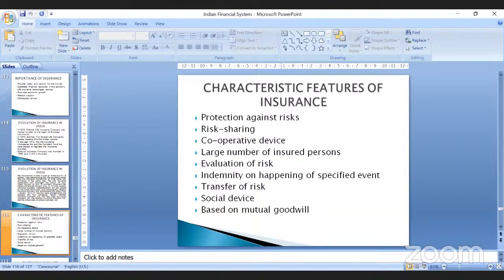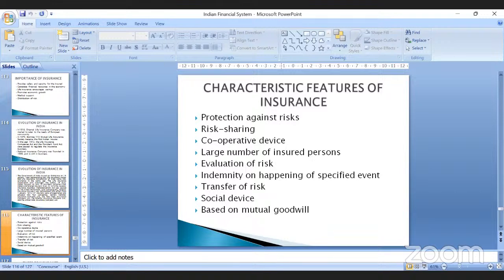Yes, evaluation of risk is one thing. You can evaluate the risk, right? By evaluating the risk, you can design your insurance contract and pay your insurance premium accordingly. Not only that, it will help you in transferring risk, which is one of the important things. You can transfer the risk from yourself to a group of individuals.